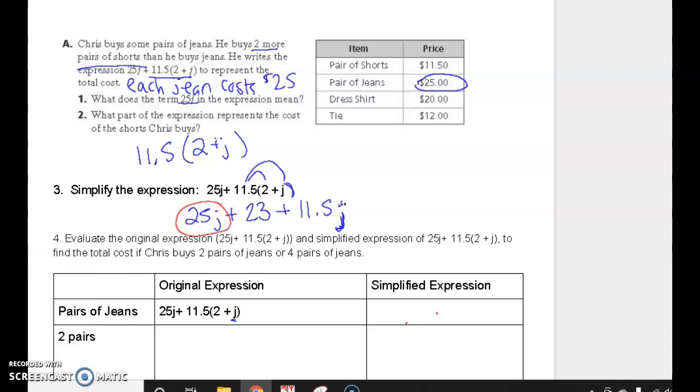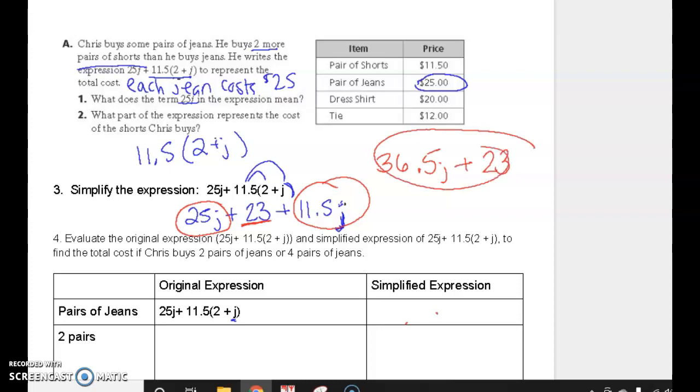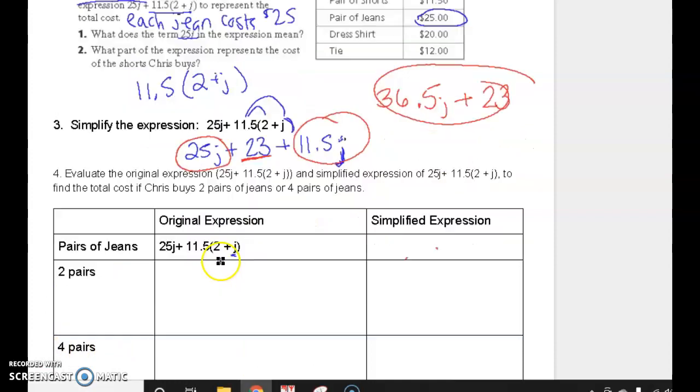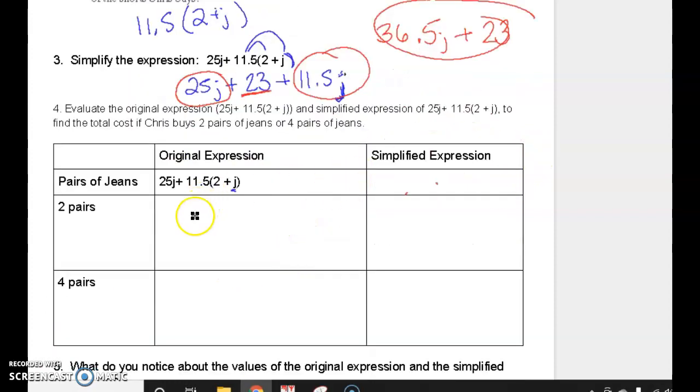Next step that I want to do, guys, is combine like terms. Notice I have 25J, and I have 11.5J. When I put that in a calculator and add it up, I'm going to get 36.5J. Notice I have this constant left over, so I'm just going to add this right here, and this is going to be our simplified expression, 36.5J + 23. All right, so let's come here to the next problem.